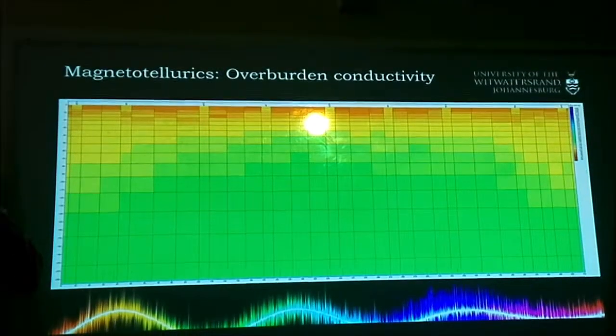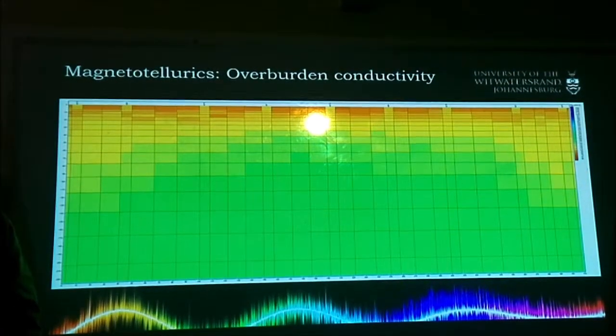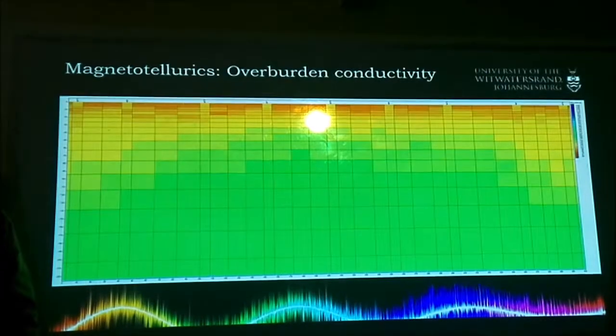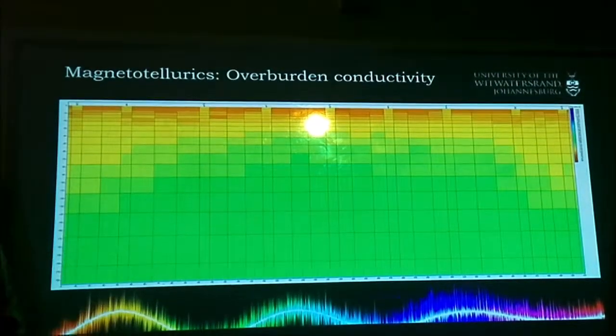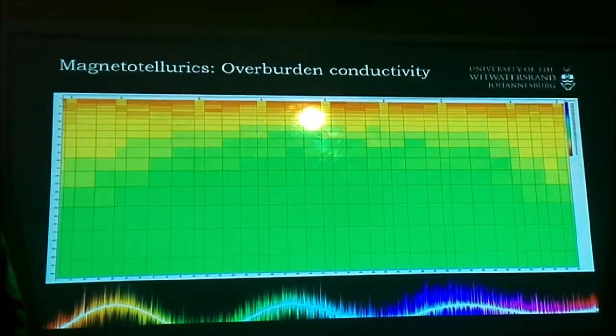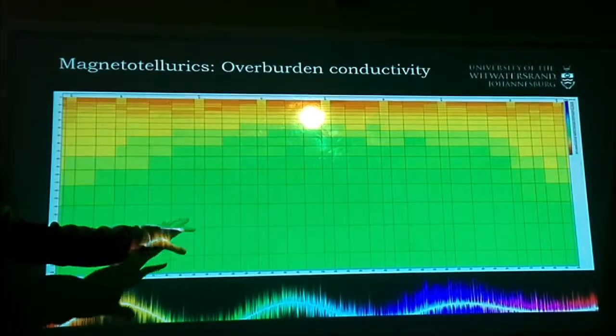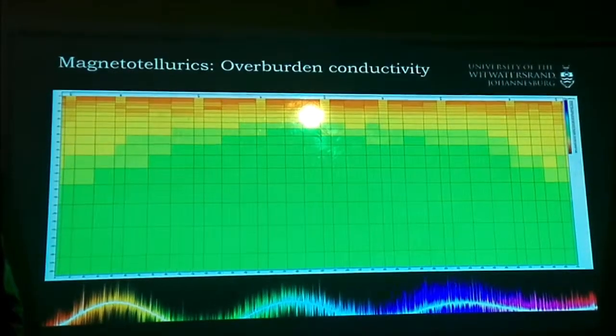Luckily in South Africa, our overburden is not that conductive, so we're pretty good. We get a good signal in South Africa. But this is something you need to keep in mind when doing EM surveying, not just MT. The same goes for EM systems, same problem, okay?